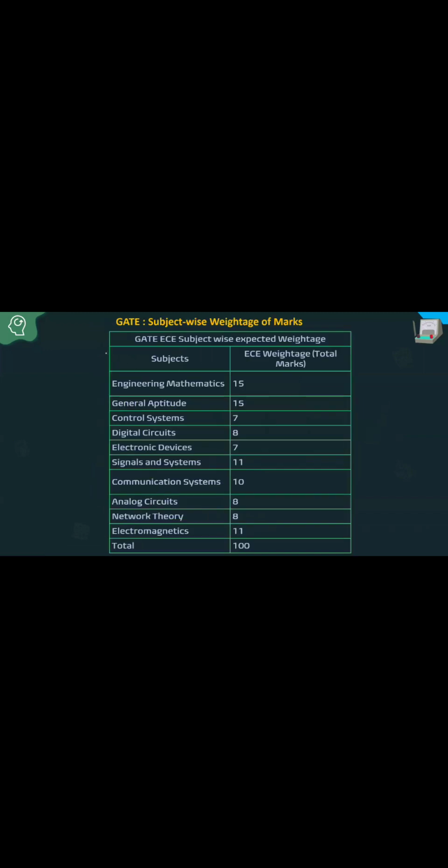Before starting that, this is the expected weightage for GATE EC. Approximately 8 marks is given, we can expect an average of 8 marks, but it is not a fixed weightage, plus or minus 1 mark, students. 7 to 9 marks, up to 10 marks also we can expect. This is the expected weightage, 7 to 9 marks for GATE EC students.